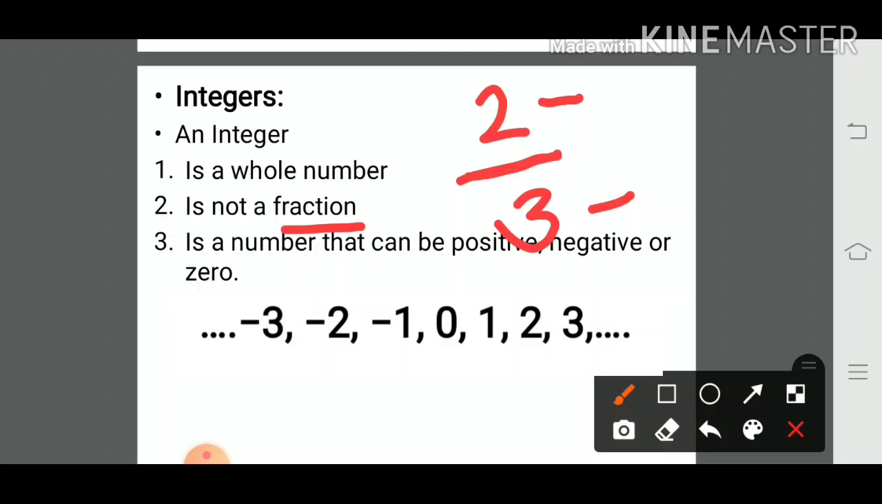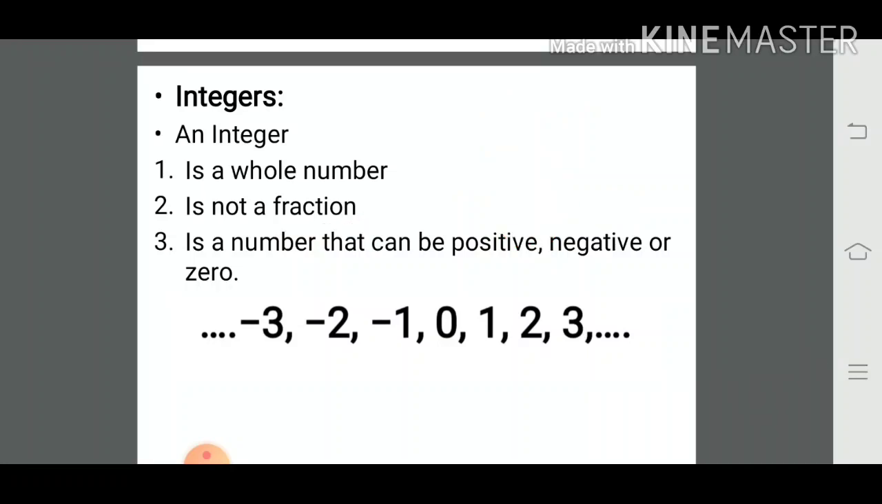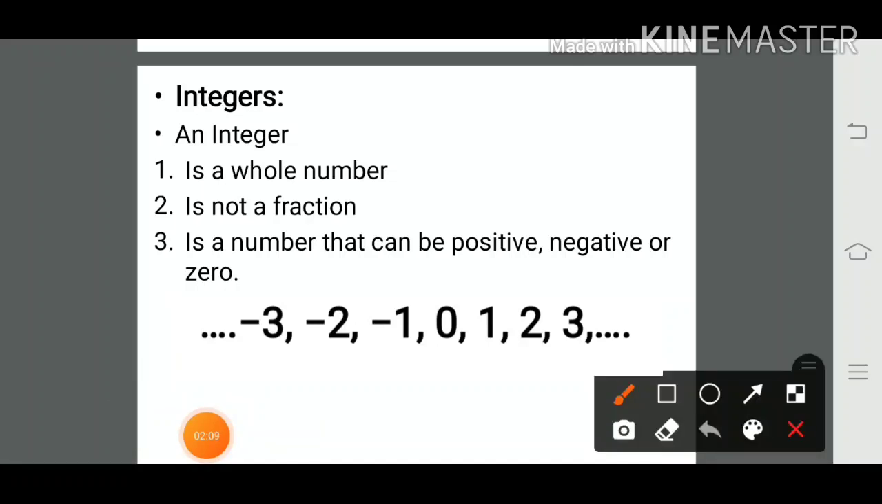Now the third point is that an integer is a number that can be positive, negative or 0. Always remember, first, it is a whole number; it does not contain any decimal point and it cannot be a fraction. And third, it is positive, negative or 0.